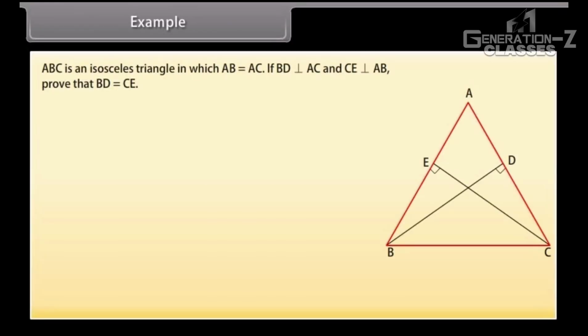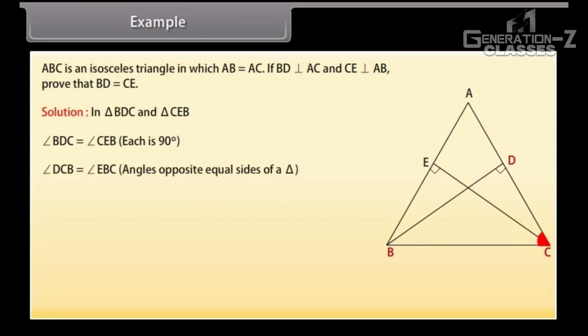ABC is an isosceles triangle in which AB is equal to AC. If BD is perpendicular on AC and CE is perpendicular on AB, prove that BD is equal to CE. Solution: in triangle BDC and triangle CEB, angle BDC is equal to angle CEB because each angle is 90 degrees.